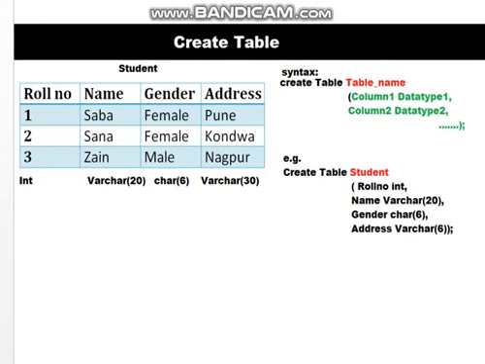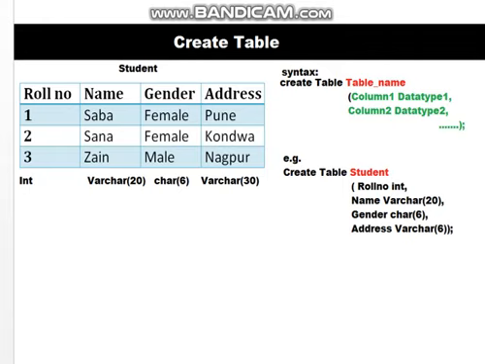For this particular table, the create table command will be: create table, then the table name. Here in this case, the table name is student. As we know, the create table command has a syntax: create table name, column 1, then data type 1, comma, column 2, then data type 2, up to all the columns, and after completing all the columns we close the bracket and give a semicolon. So here I have 4 columns: roll number, name, gender and address.